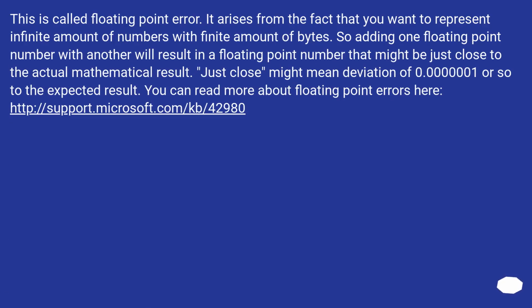This is called floating point error. It arises from the fact that you want to represent an infinite amount of numbers with a finite amount of bytes. So adding one floating point number to another will result in a floating point number that might be just close to the actual mathematical result. Just close might mean a deviation of 0.00000001 or so from the expected result.